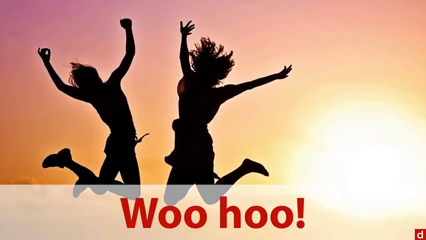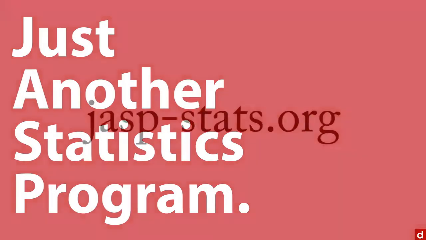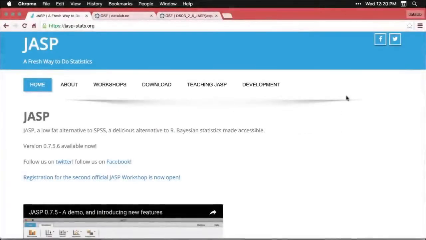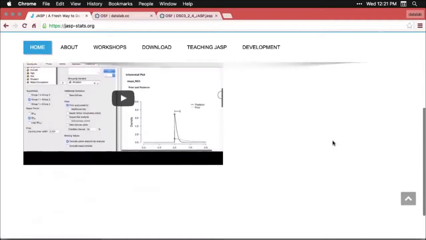So before we move on, you just may be asking yourself, JASP, what is that? Well, the creators emphatically deny that it stands for just another statistics program, but be that as it may, we'll just go ahead and call it JASP and use it very happily. You can get to it by going to jasp-stats.org, and let's take a look at that right now. JASP is a new program. They say a low-fat alternative to SPSS, but it is a really wonderful, great way of doing statistics.